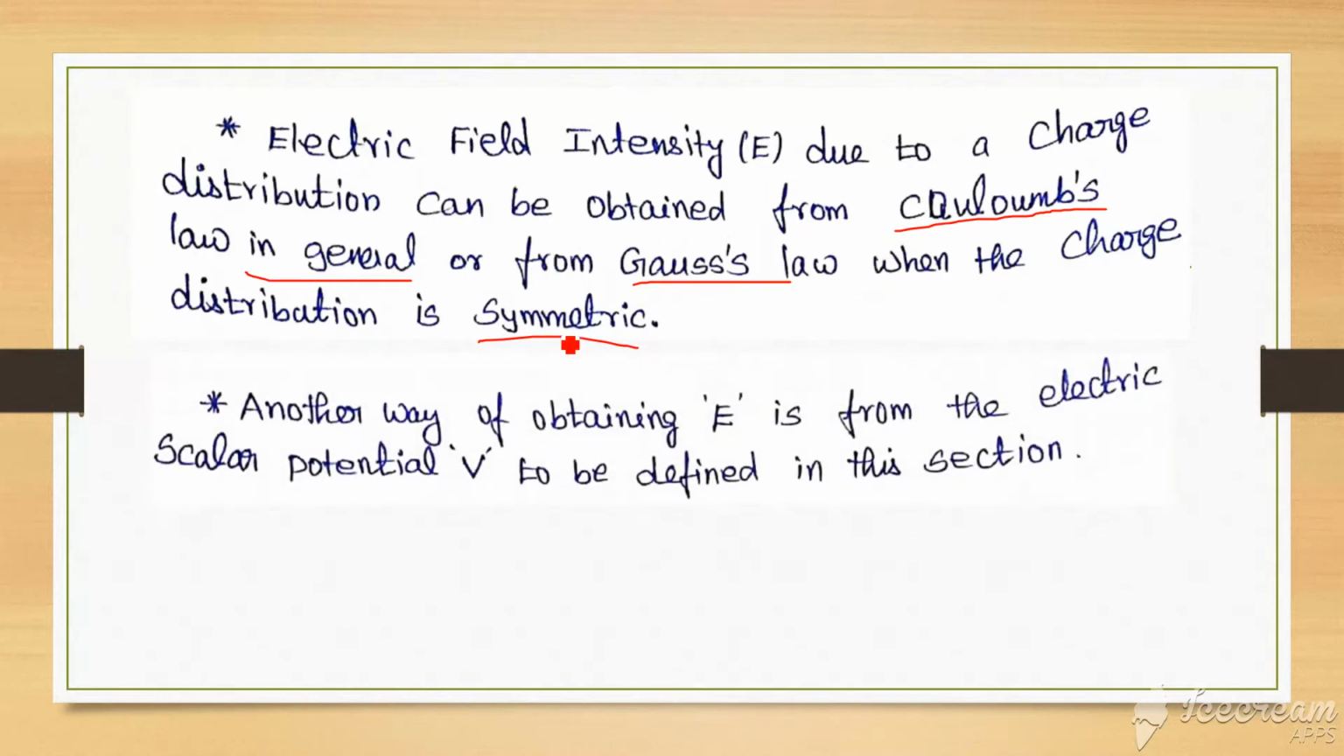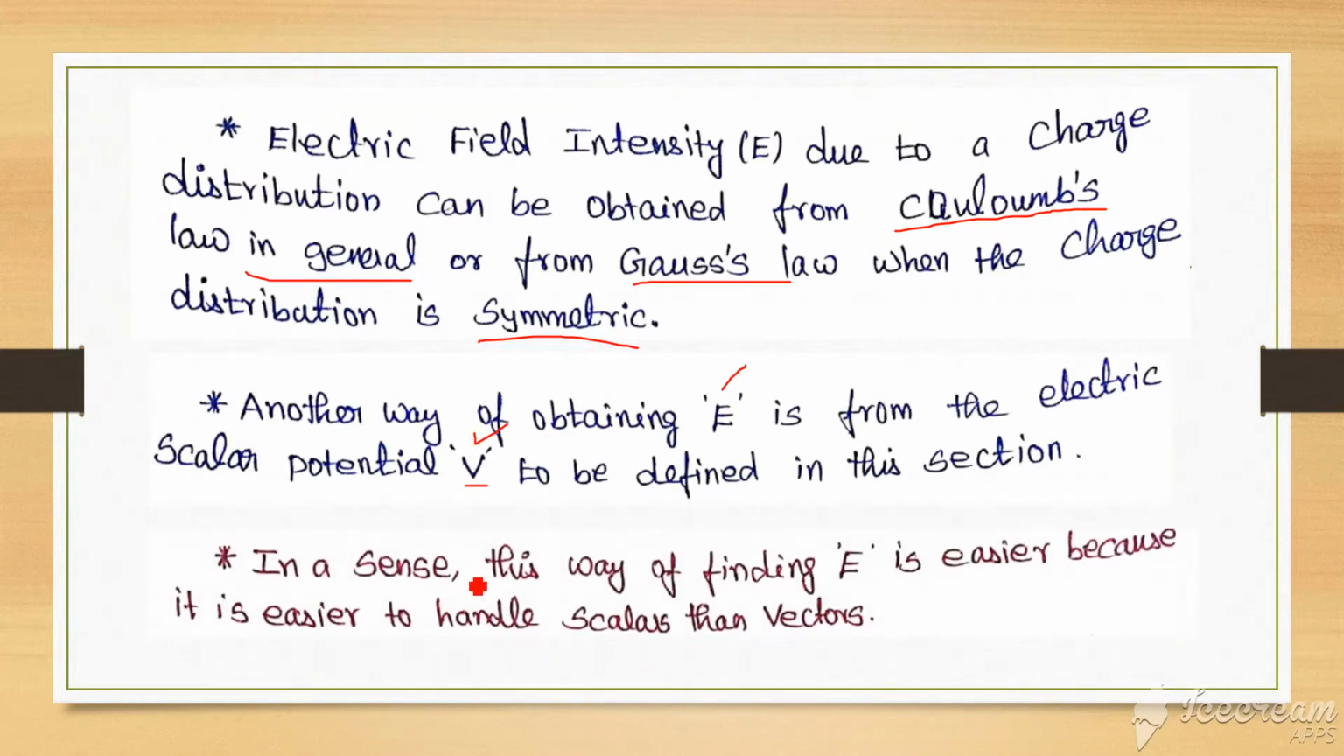So next point, another way to obtain E is from electric scalar potential V, to be defined in this section. So in this section we will derive the expression for E in terms of V, and in a sense this way of finding E is easier because it is easier to handle a scalar than a vector. So compared to Coulomb's law or Gauss law, finding E from the scalar potential is easy because here we are using only a scalar. In the previous cases we used vectors. So this is easy compared to the other two methods.